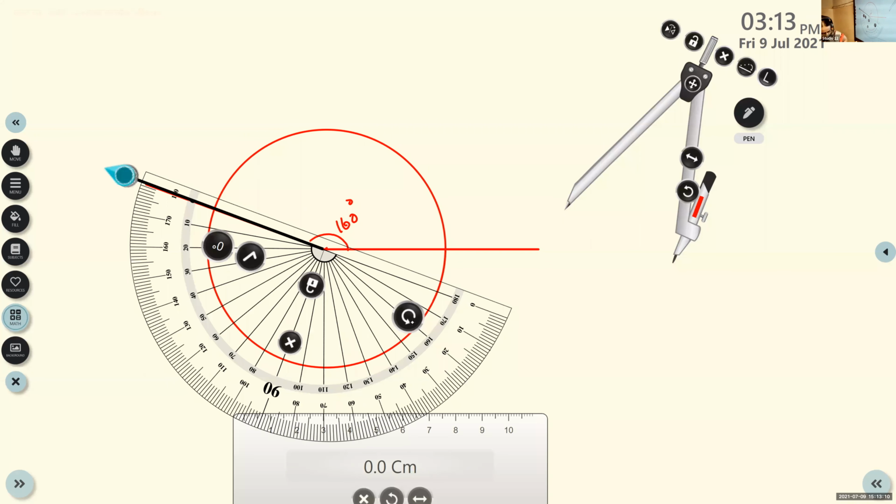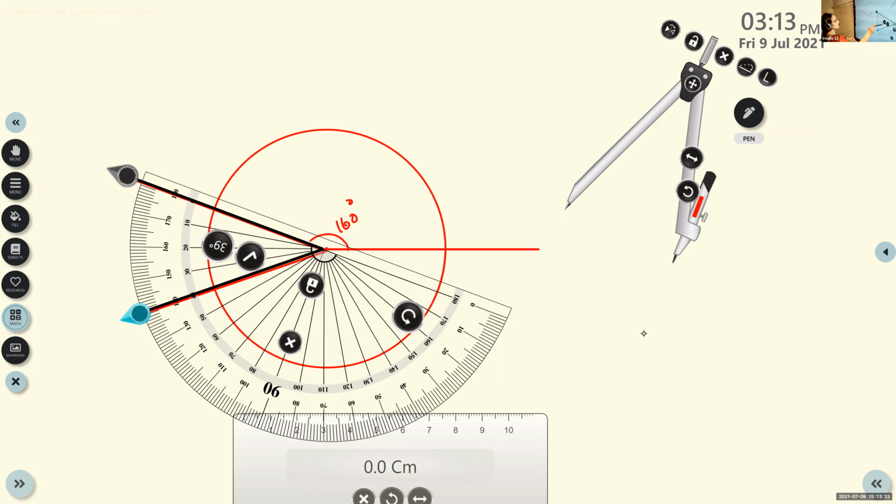Now, what is the next degree measure? Next degree measure is 40 degree. For fruit bread, it is 40. So you can take 30, 40 here. Okay. Draw that line.